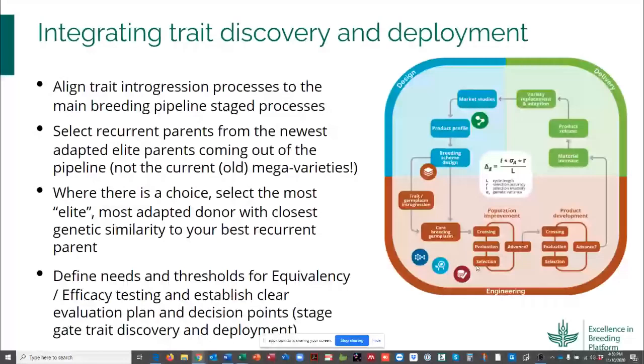When there is a choice, we should be selecting the most elite germplasm donor, the most adapted, the one with the closest genetic similarity to the recurrent parents that we've chosen to use.